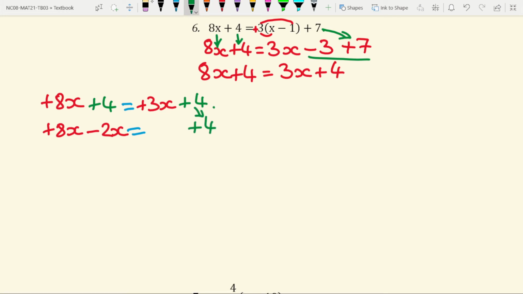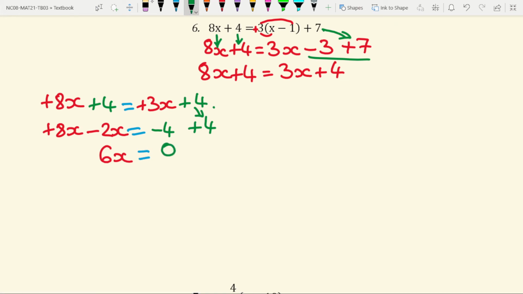This plus 4 is in the right place, but this plus 4 is in the wrong place. So this plus 4 has to be transposed to the right hand side, and while transposing we have to change the symbol. So plus 4 will turn into minus 4. The like terms on LHS are minus 8x minus 2x. 8x minus 2x is 6x. 6x is equal to minus 4 plus 4, which is nothing but 0.